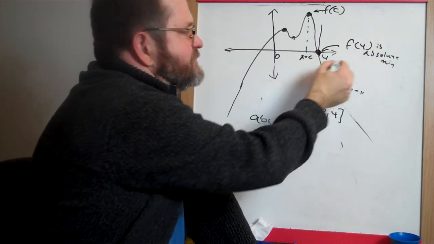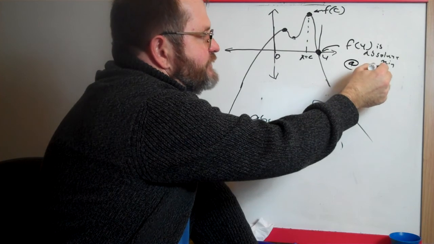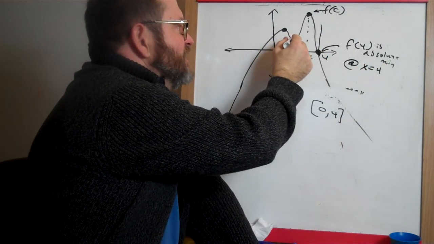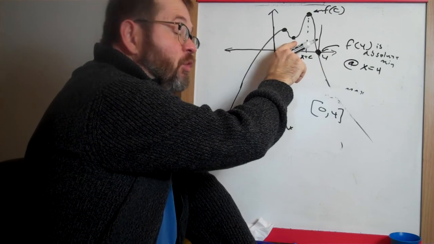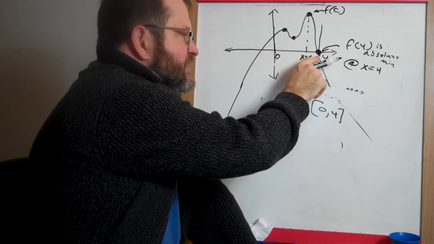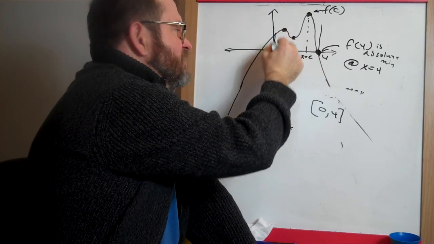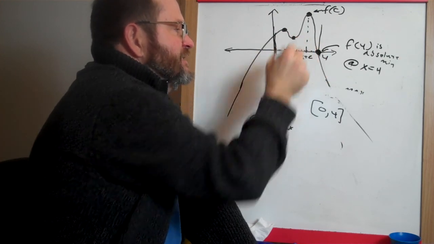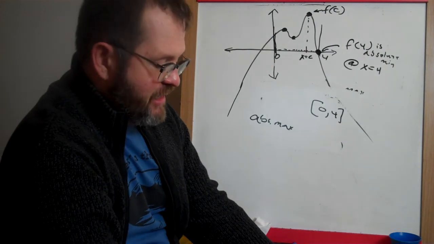So in other words, there's an absolute minimum at x equals 4. That'd be another way to put that. Notice that this is the minimum, not this. This is going to have another word. There'll be a word local minimum to describe this. But this is the absolute minimum. In that domain, in that interval from 0 to 4, that is the smallest value of f of x.